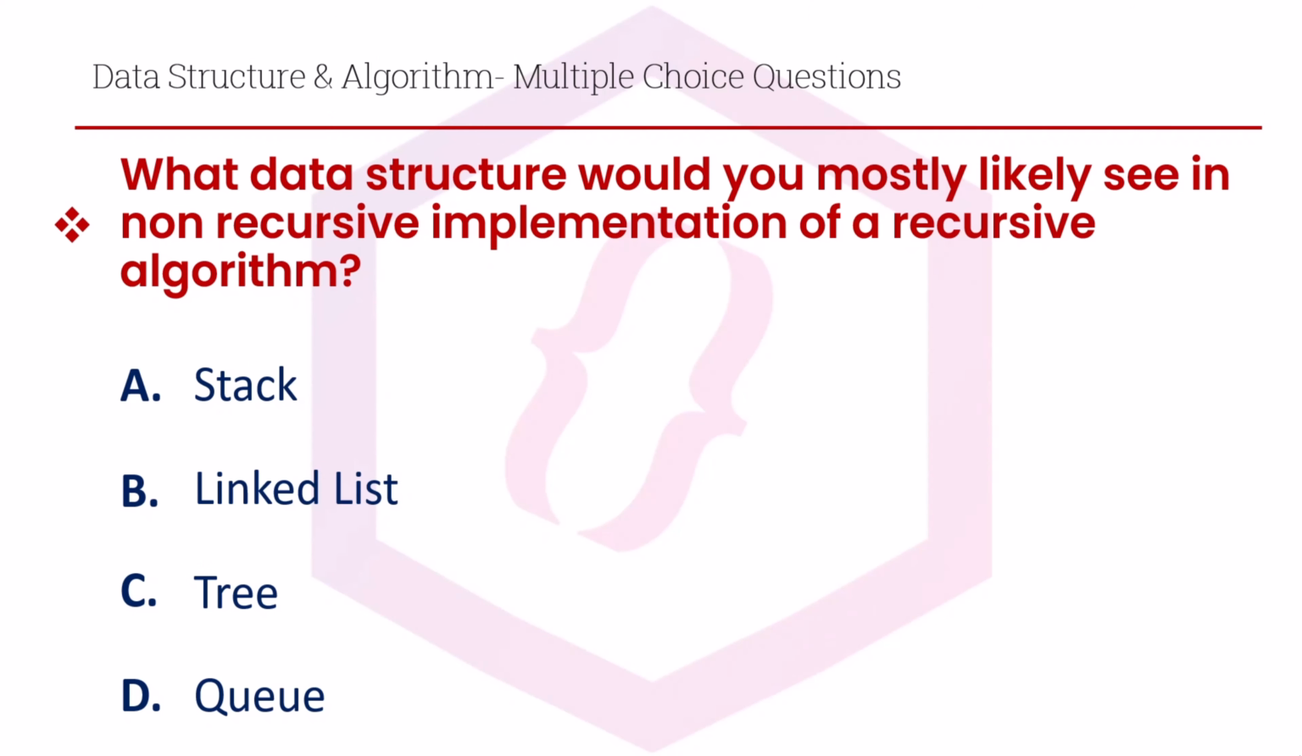What data structure would you most likely see in non-recursive implementation of a recursive algorithm? Option A, stack. Option B, linked list. Option C, tree. Option D, queue. The correct answer is option A, stack.